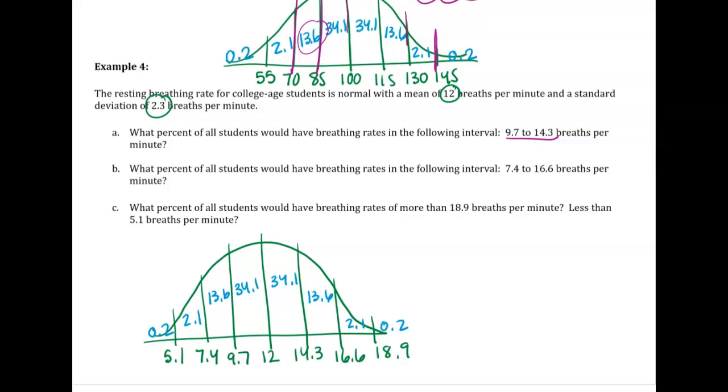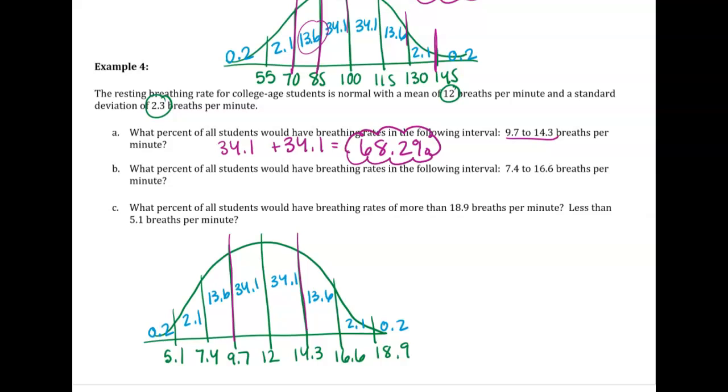Okay, what percent of all students would have breathing rates in the following interval? 9.7 to 14.3. 9.7 is here, 14.3 is here. So 34.1 plus 34.1, which is 68.2%.